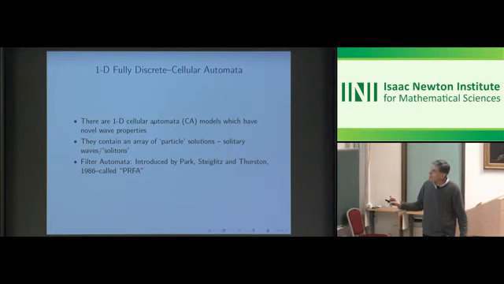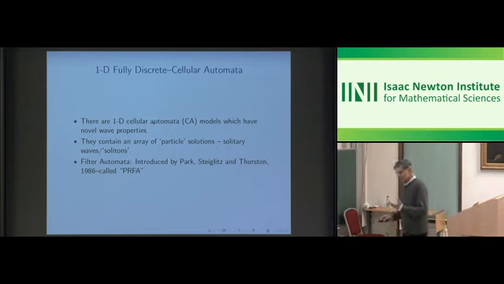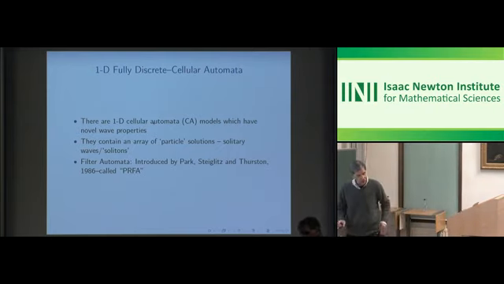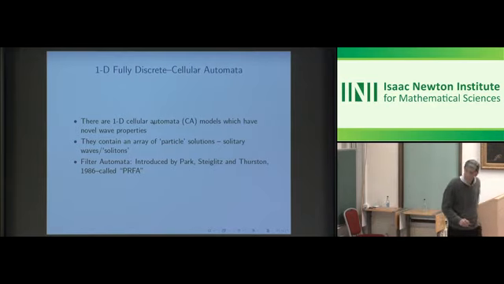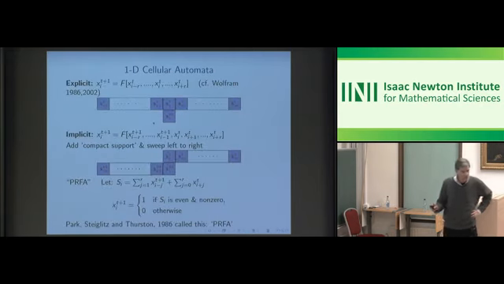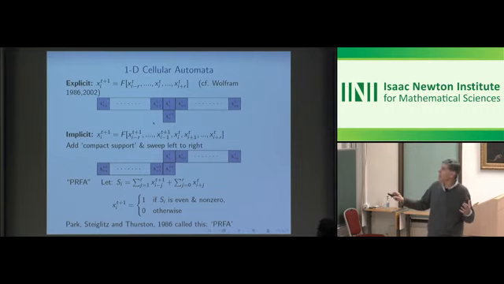And there's one particular model that has solitary wave solutions, a plethora of them, just like the game of life. They were introduced by Park, Stieglitz, and Thurston. That's Bill Thurston, yes, Princeton. And they called it the parity rule filter automata. And there are different types, and the type that they didn't look at were the explicit types.